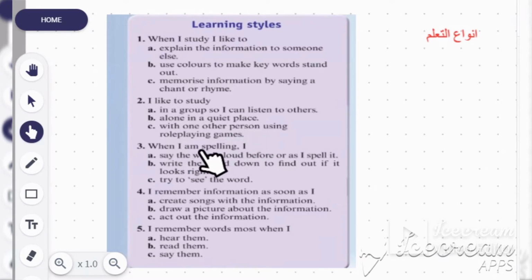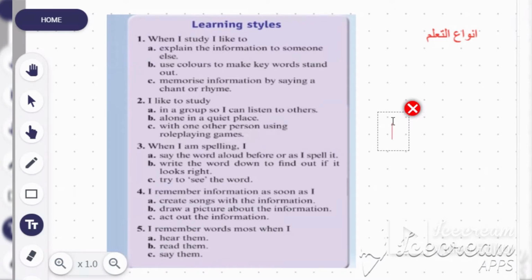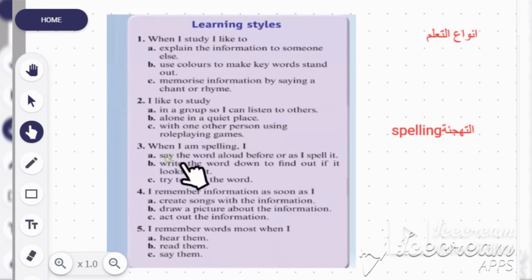3. When I am spelling. What does the word spelling mean? It means التهجئة. Spelling means التهجئة. I write it in English and the meaning in Arabic. Spelling in Arabic means التهجئة. When I am spelling, I say the word aloud before or as I spell it.